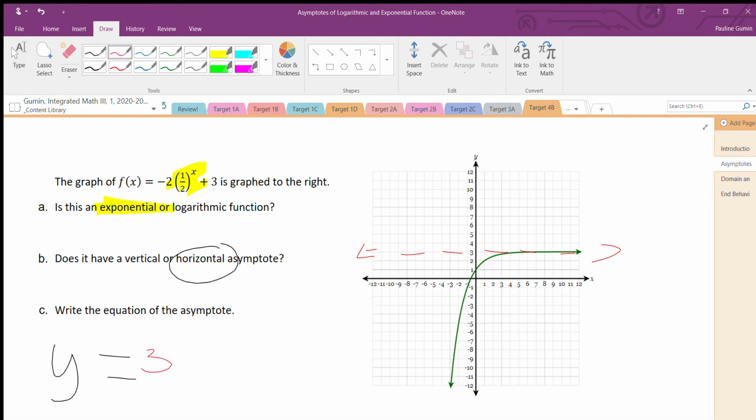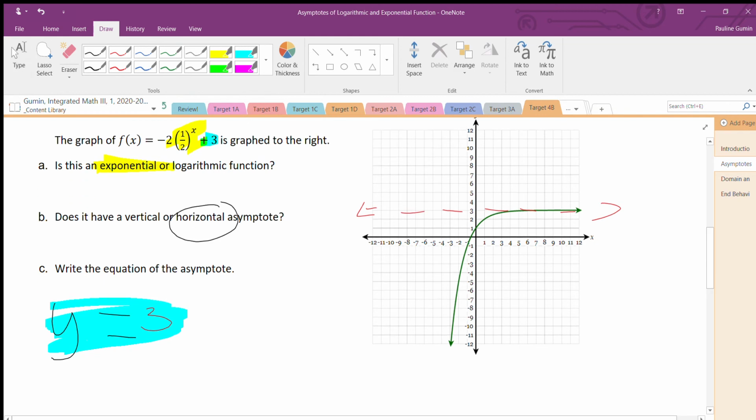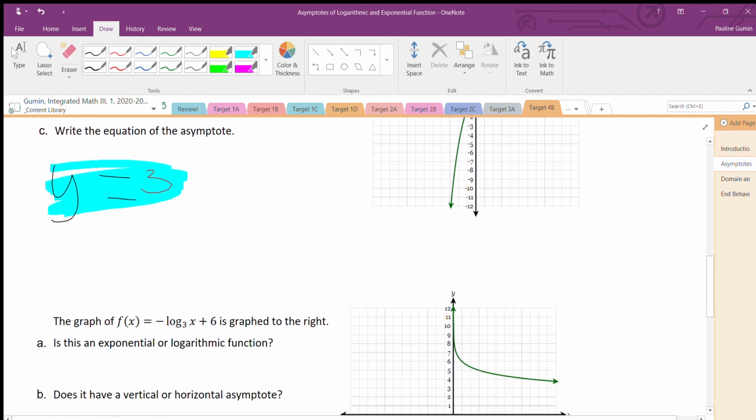The other way of telling it is, like the inverse of the logarithmic function, it's going to be outside of the exponent, so it's going to be this 3. In this case, horizontal asymptotes are exactly as you see it. It's a plus 3, so positive 3.